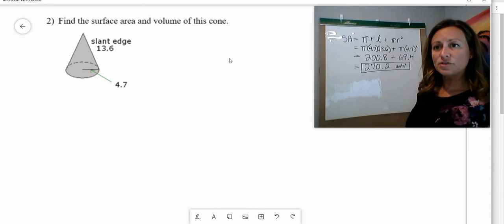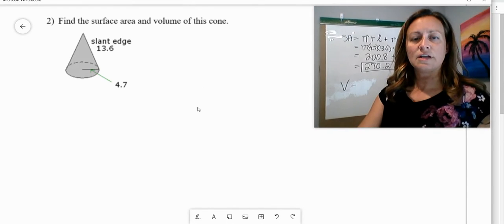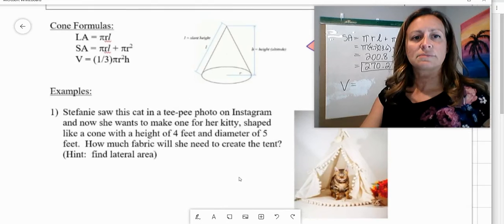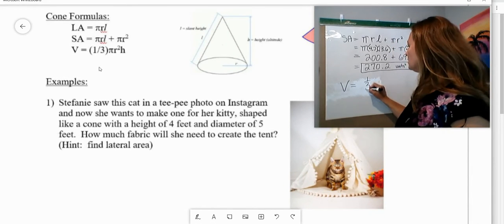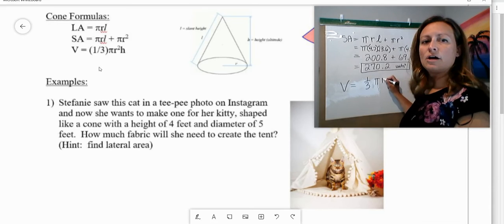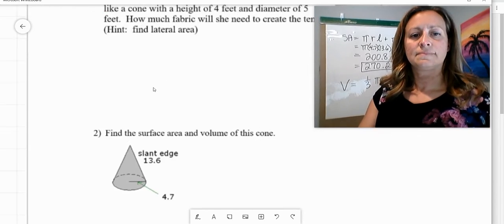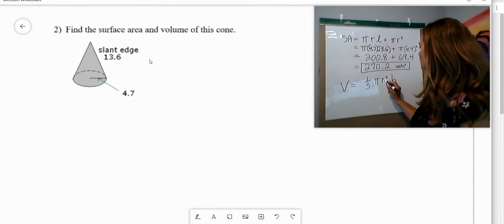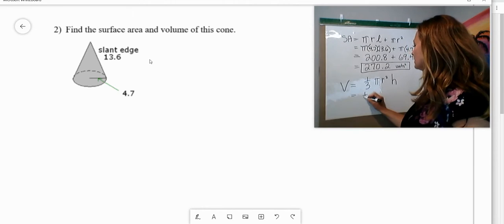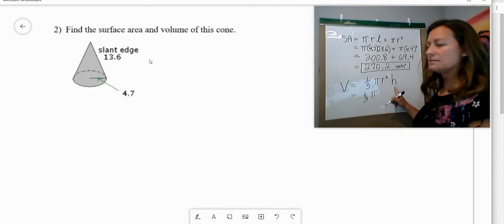Now it says also find the volume of the cone. How much space would be in the center of this cone? So let's just peek at that formula. The volume formula is 1/3 pi r squared h. You don't really have to think too much about this to do it. All you need is the radius and the height.